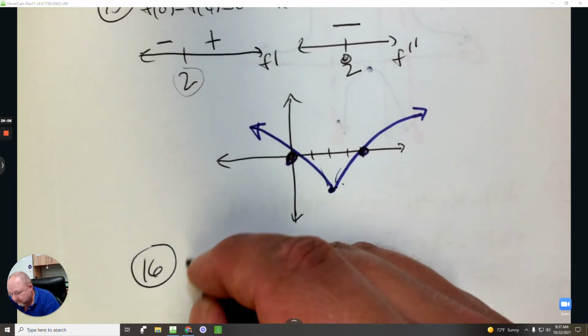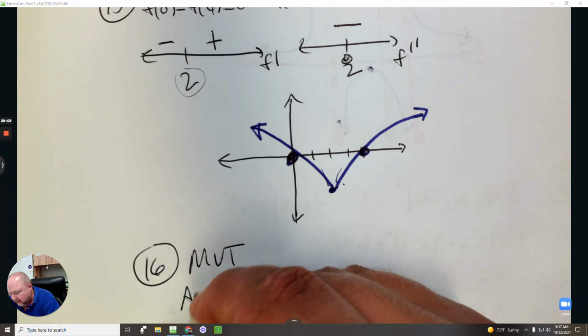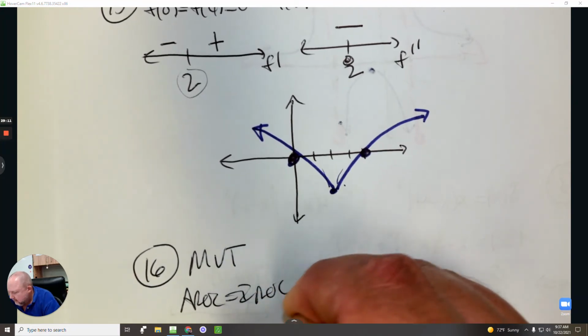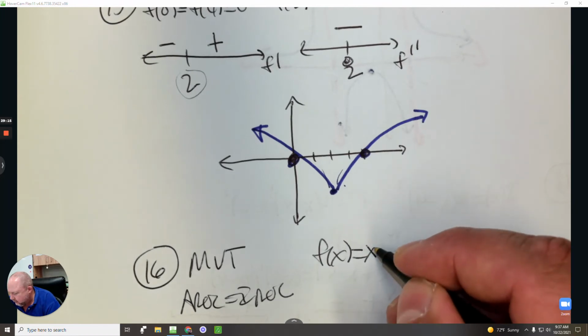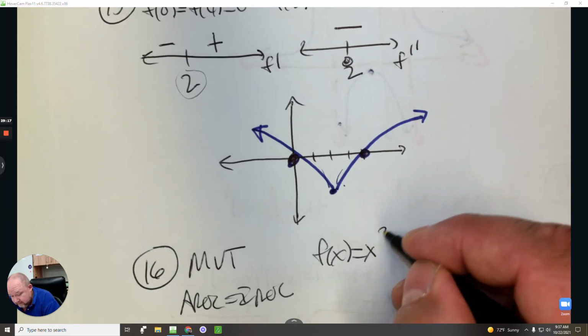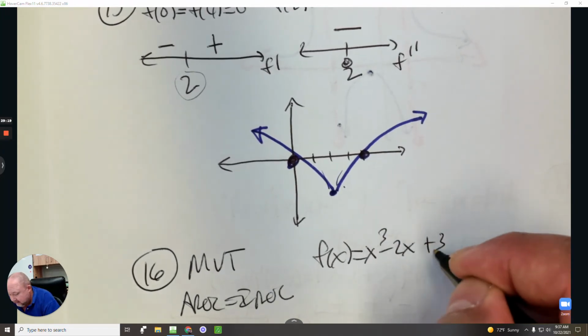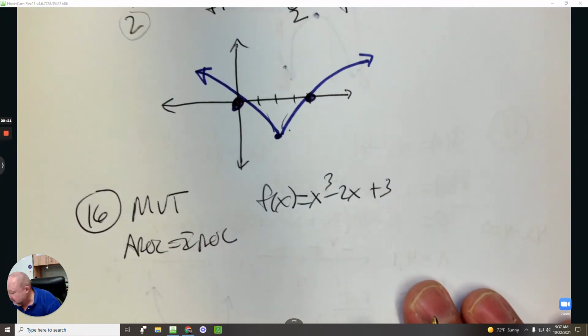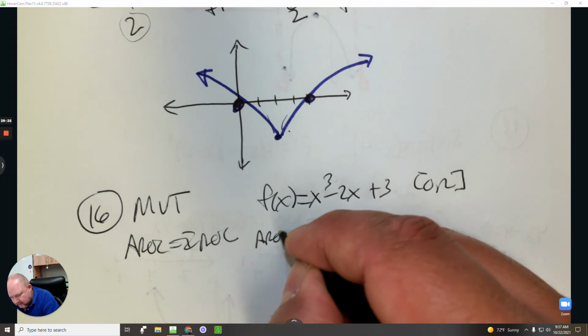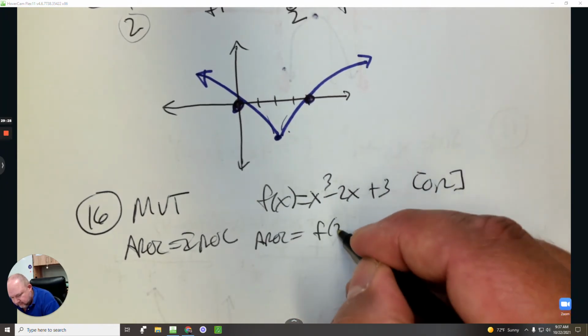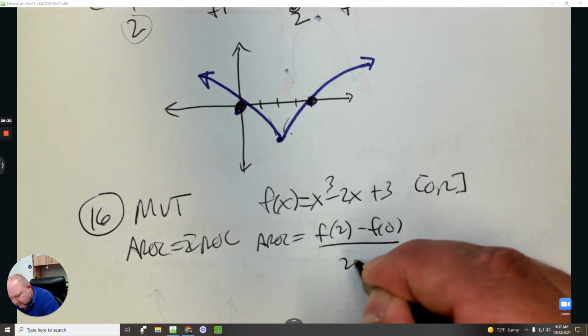Find the C value for the mean value theorem. That's when the average rate of change equals the instantaneous rate of change. You're given a function, f of x equals x cubed minus 2x plus 3, and you're doing it from 0 to 2. So step 1 is the average rate of change. So that's f at 2, subtract f at 0, over 2 subtract 0.